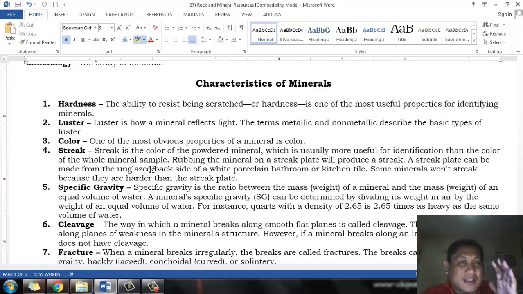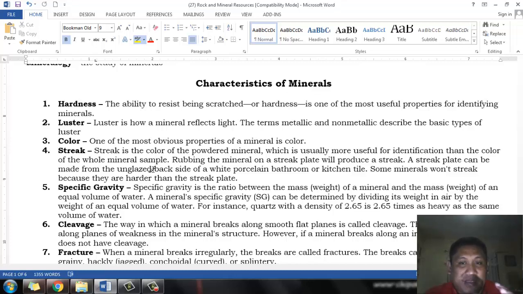So the scratching of it, sometimes there are actually minerals, when you scratch that one, the color of the scratch particles or pieces of the mineral is the same as the mineral itself. But sometimes they differ. That is also one major characteristic. We call that streak. Na nakuha ninyo?